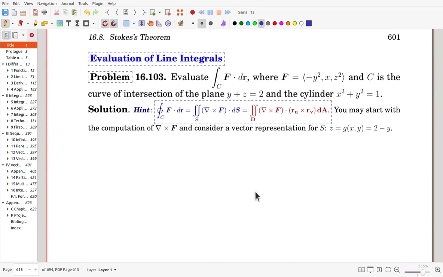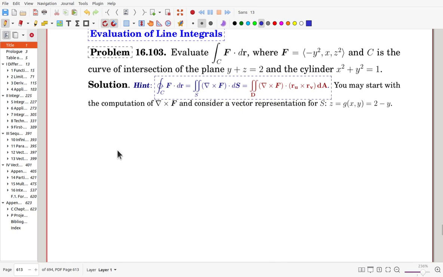Evaluation of line integrals. Evaluate this line integral when F is given in this way and C is the curve of intersection of the plane and cylinder. Okay, let's try to visualize the surface. These are coordinates: x direction, y direction, and that is z direction.